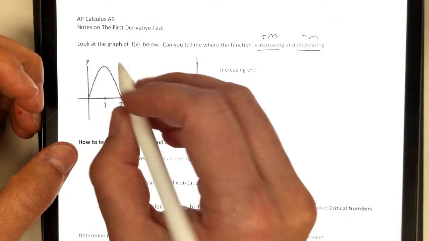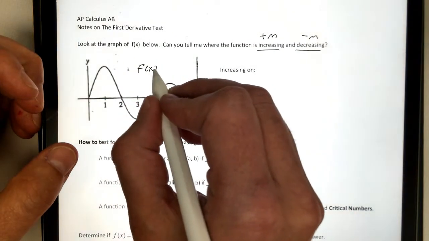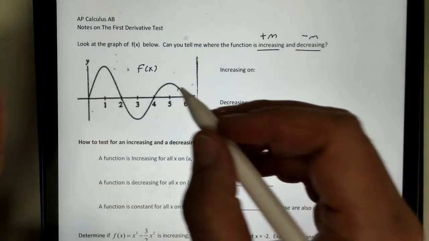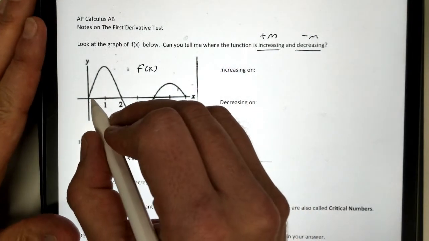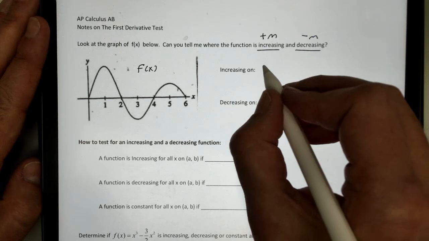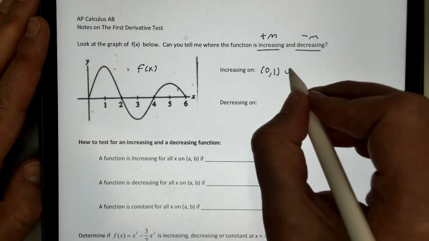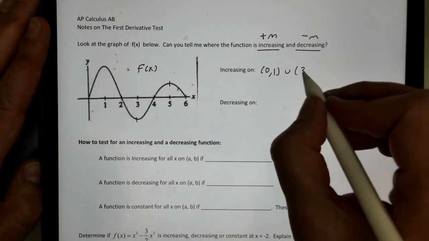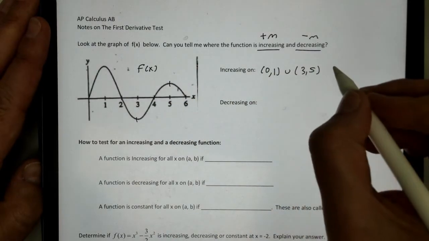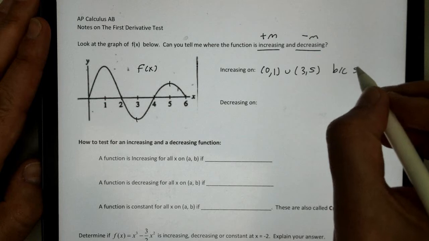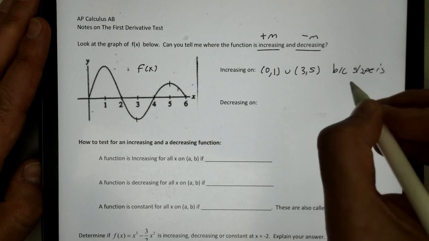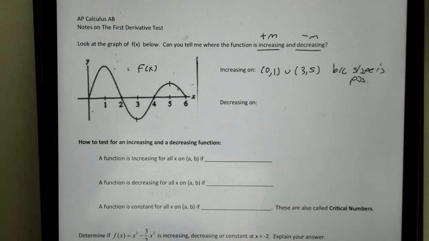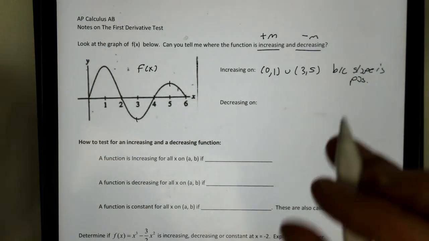So if we were to look at this graph right here, I can easily say where the function is increasing. It's increasing between 0 and 1, and I can write that down, 0 to 1. And there's more places. I can say it's increasing from 3 to 5. And we're going to justify this, and this is because we can say that the slope is positive. Now we're going to make this look much more nerdy later on, but right now that's okay to write.